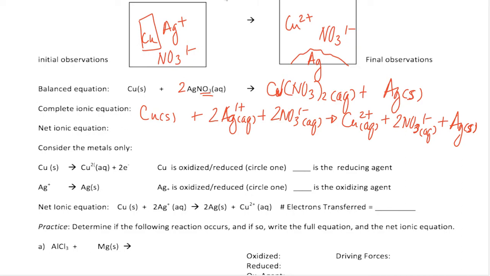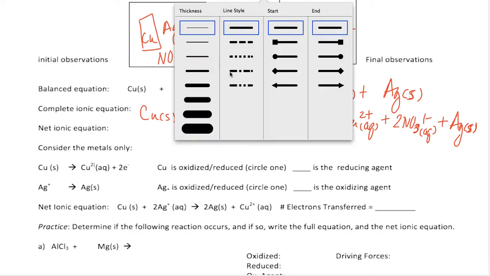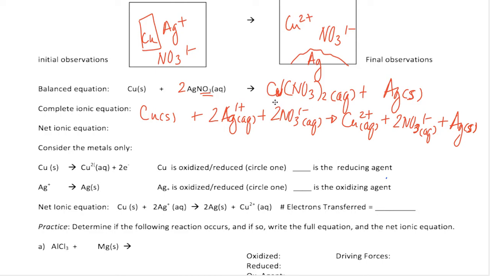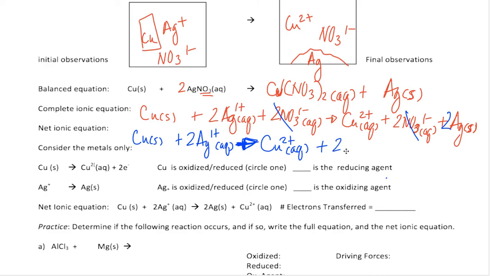Now, for the net ionic equation, I get rid of my spectators. So I'm going to get rid of the spectator ions. The spectator ions are the nitrates. So I get rid of those. And over here, my net ionic equation is copper solid plus 2 silver 1 plus aqueous leads to, we'll make that an arrow, copper 2 plus aqueous plus, oops, I forgot to put a 2 here, plus 2 silver solid, and I have to put a 2 here as well, like that.